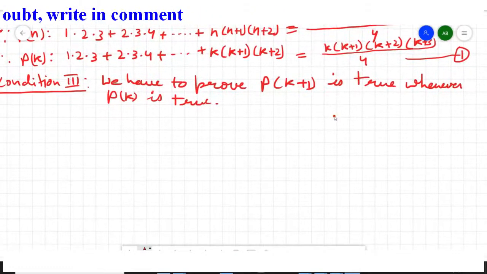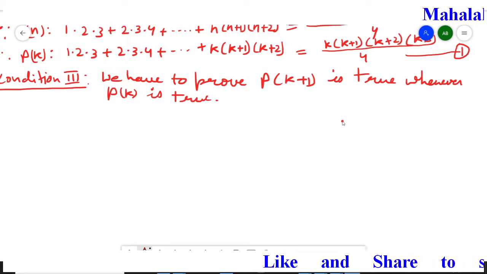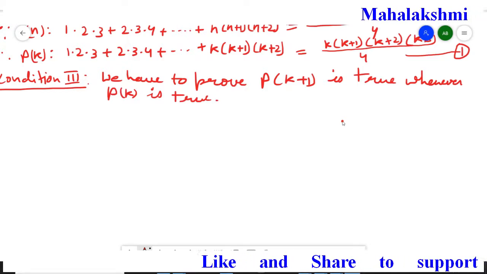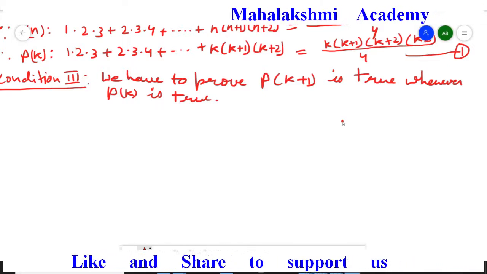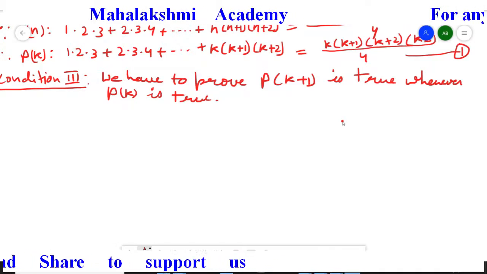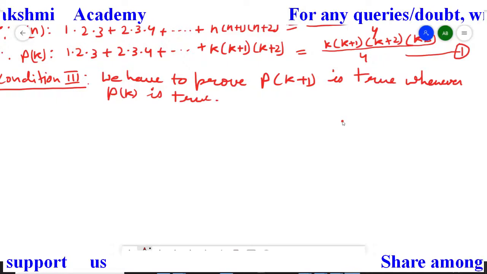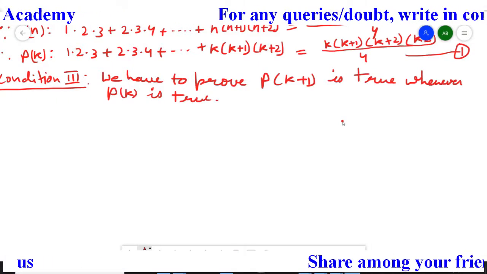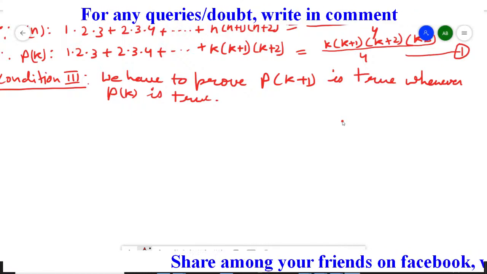So students, here first just write down the Pk statement, because with the help of the Pk statement we have to bring Pk plus 1. So whenever Pk is true, in that situation only we have to show Pk plus 1 is true. Since we are already considering that Pk is true, just write down the Pk statement as it is, and from that we have to bring Pk plus 1. So I am writing only the equation here.